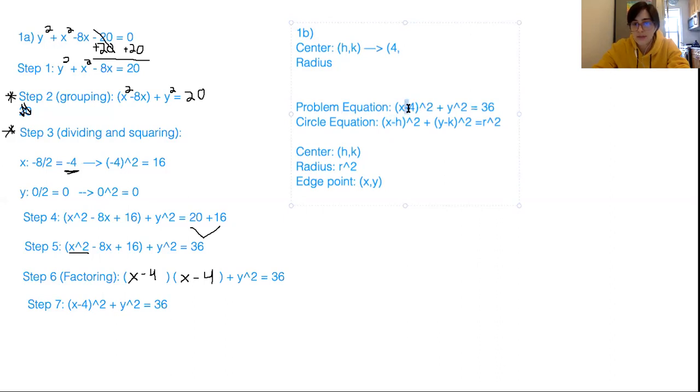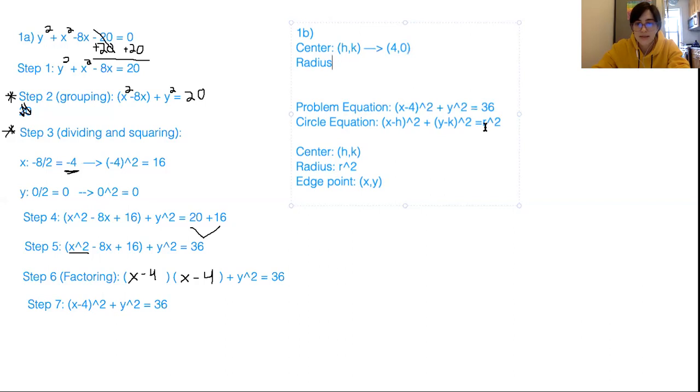So as long as this is minus, this is going to be a positive number because the signs match. Okay. So 4. And then what's in my k spot? There's nothing. Y minus, there's nothing up here that looks like that. It's going to be 0. So this is my center.